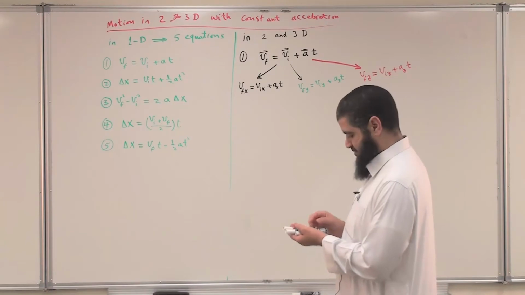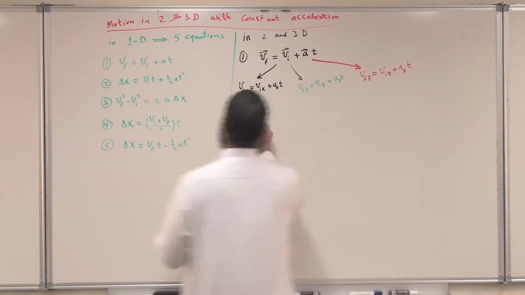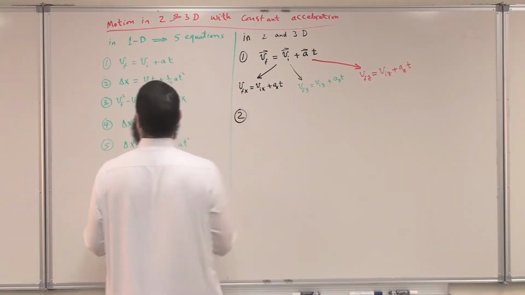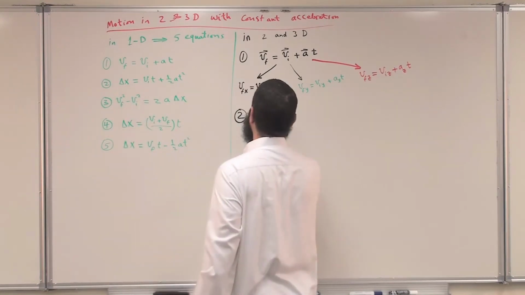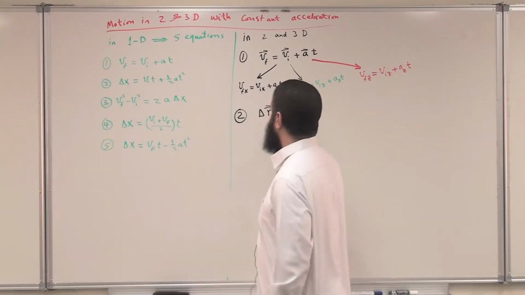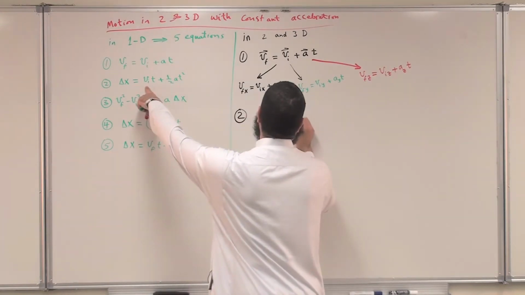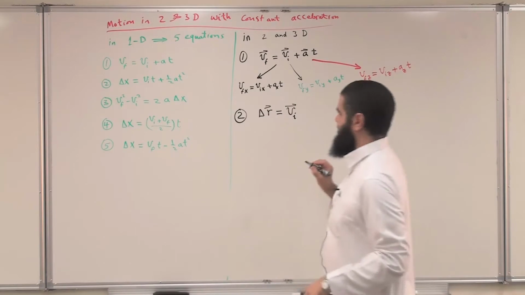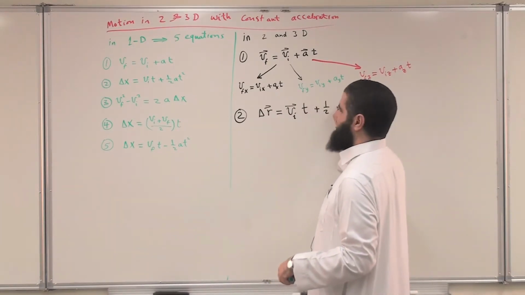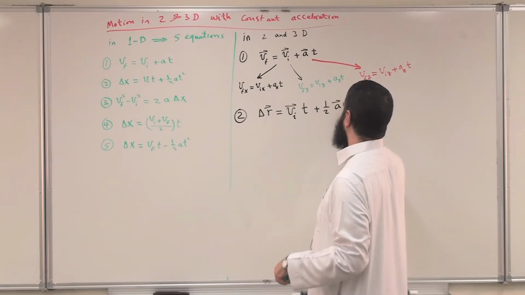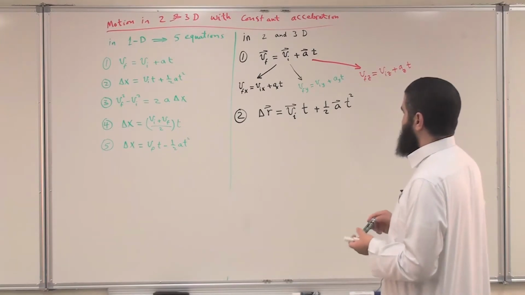Let me give you one more example, which is the second equation. The second equation here says delta x, now I write it as delta r, equals V initial, now as a vector, times time, plus 1/2 the acceleration, which here will be a vector, times the time square. This equation has three components.